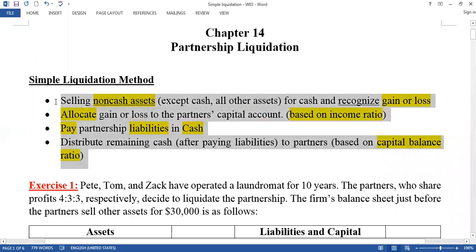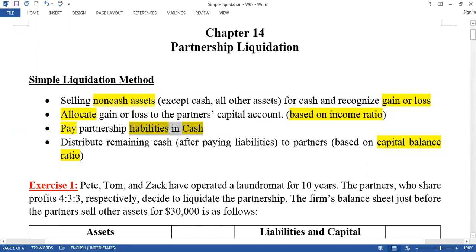So you have to consider these steps. I repeat again: sell non-cash asset, receive cash, and immediately recognize gain or loss, and allocate this loss or gain to the partner's capital account based on the income ratio. Then we have to pay all of your liabilities, and after paying the liabilities, remaining cash goes to the partners based on their capital balance. So this is the simple process.